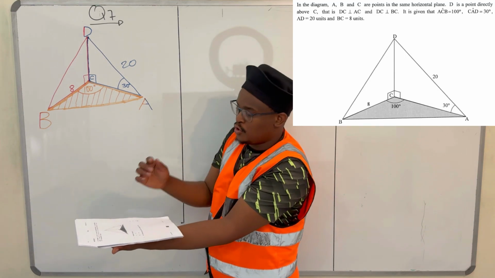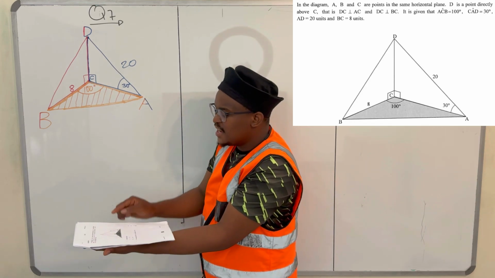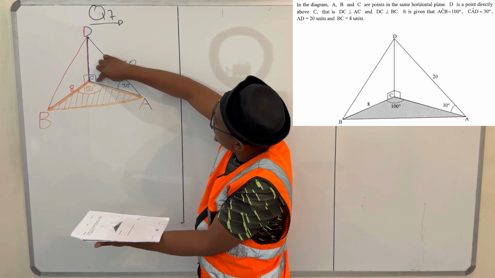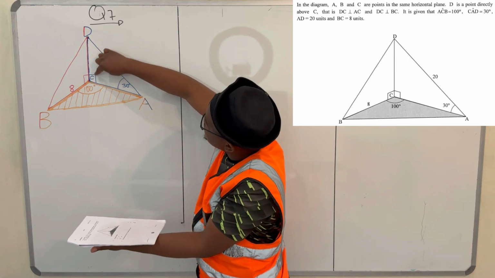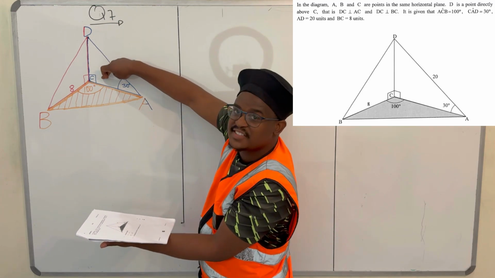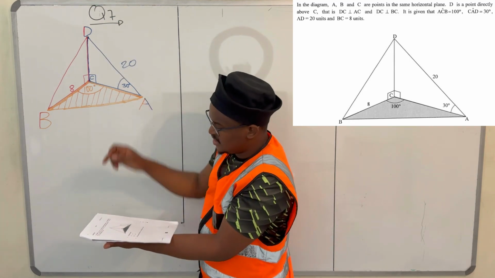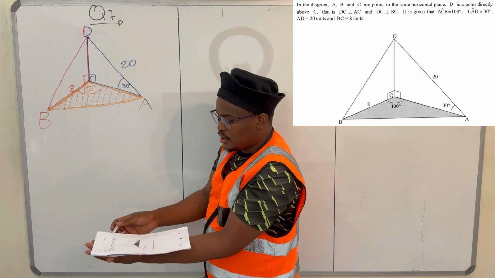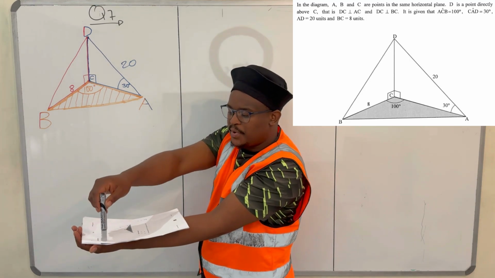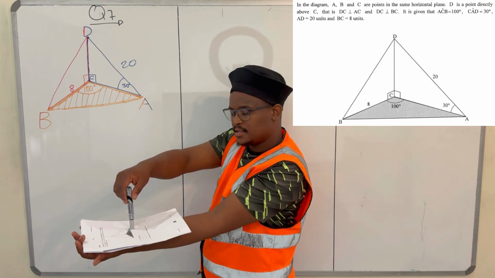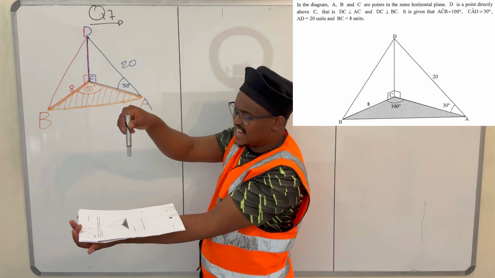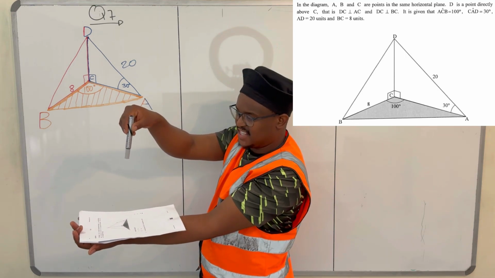No problem. They went on to say D is directly above C. You can see C is here, and there is D. So let me tell you: you have your A, your B, and your C here, and if you have your C here, D is directly above C, sitting here.